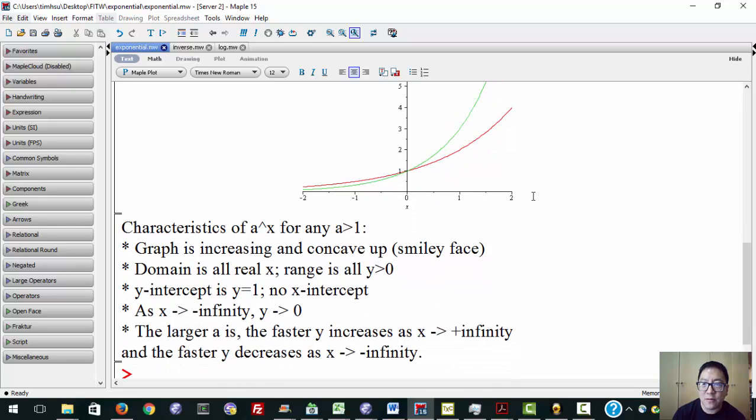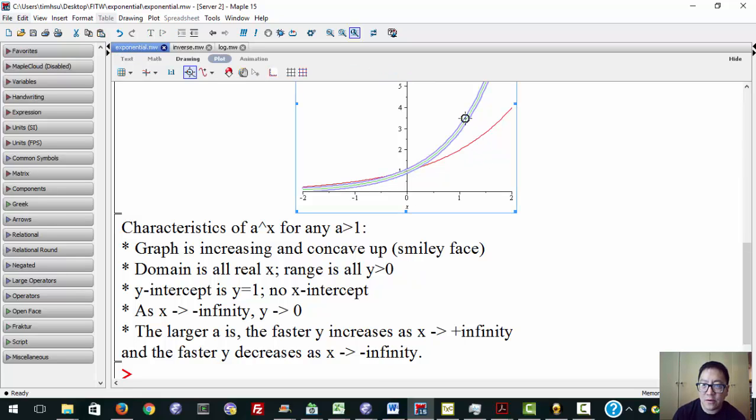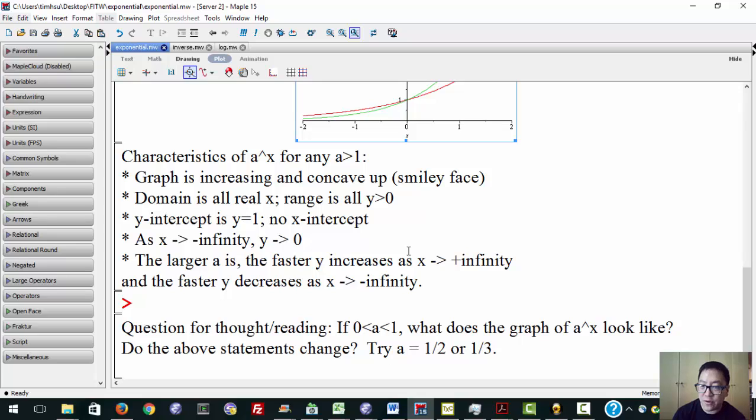The one other thing, the reason I have 2 of these functions up here, is that you have a larger a, here a equals 3, and a smaller a, a equals 2. The larger a is, the faster y increases as x goes to plus infinity and decreases as x goes to negative infinity. Here's a question for thought, or you can find this in the book. All these things up here depend on a greater than 1. But if a is less than 1, what does the graph of a to the x look like? How does this change? Try thinking about what happens when a equals 1/2 or 1/3.